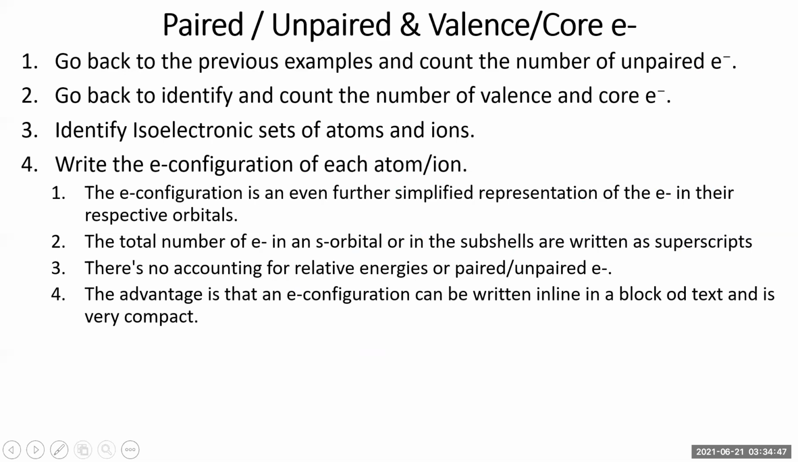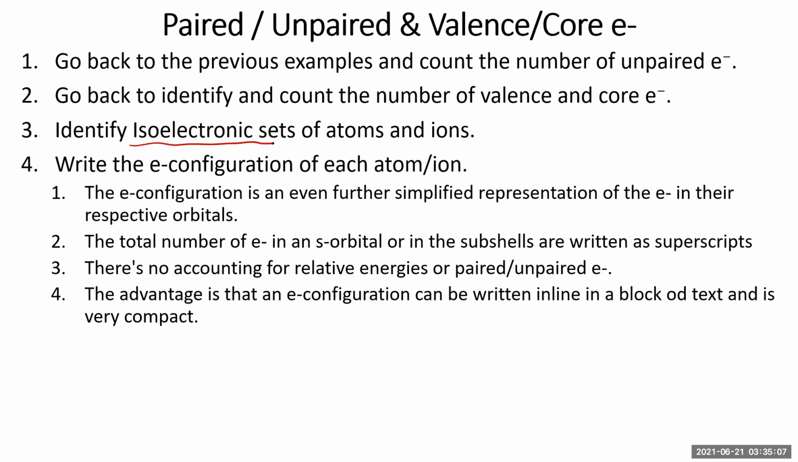Okay, now we did this for most, so I'm just going to let you go back through this video. I'm going to leave this as an exercise for you, but go back to the previous examples and count the number of unpaired electrons. We did that for some at the beginning. You can, if you want, count the others as well. Identify and count the number of valence and core electrons. I think we did that all the way through.